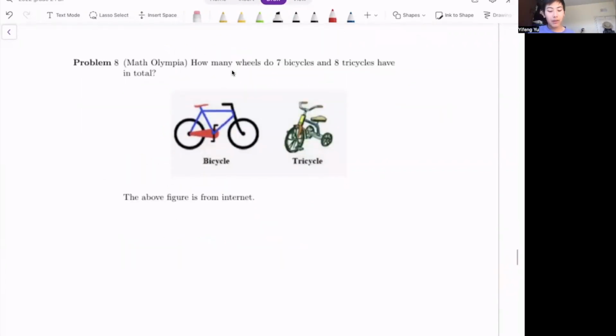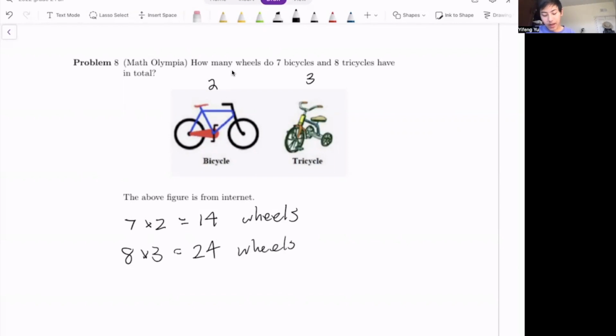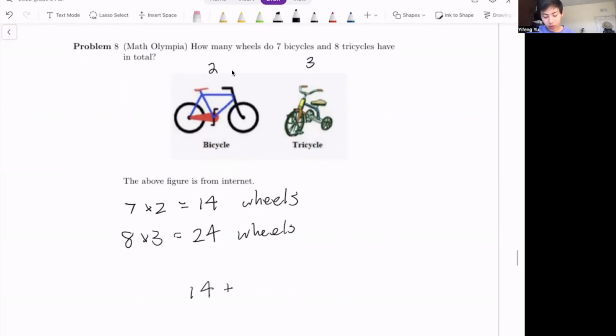And last question, problem 8. How many wheels do 7 bicycles and 8 tricycles have in total? So looking at the picture, a bicycle has 2 wheels while a tricycle has 3. So if we want to find the number of wheels the bicycles have, there are 7 bicycles times the number of wheels each one has, which is 2, equals 14 wheels. For tricycles, there are 8 tricycles with 3 wheels each, so that's 24 wheels. And then we add these two together, 14 plus 24 equals 38 wheels.